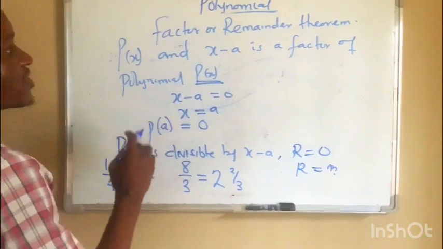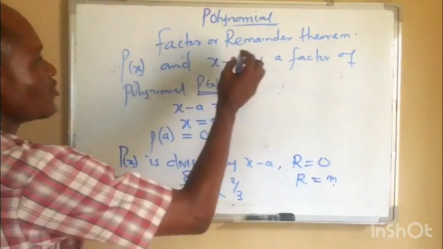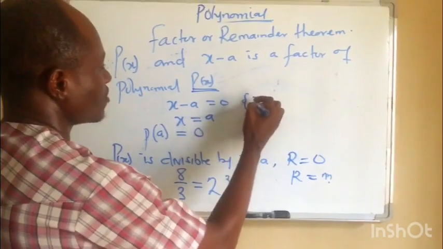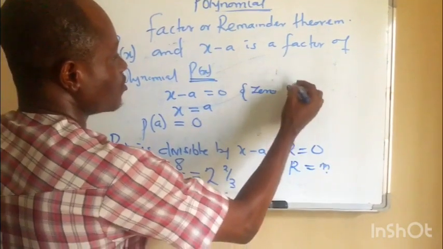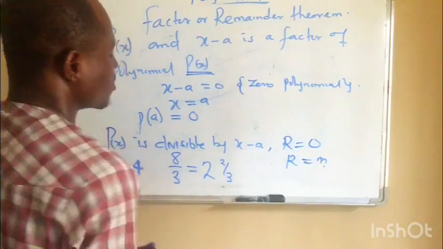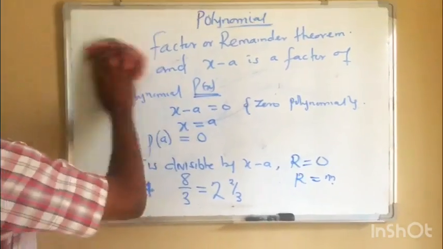So this factor theorem is very useful when we are solving our polynomial. What we do here is a combination of your factor theorem and the zero polynomial. So it's a combination of the two. Now from this little explanation, let's solve a question.